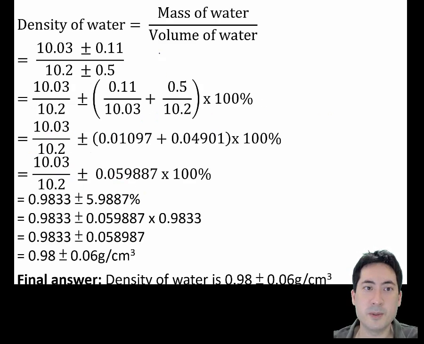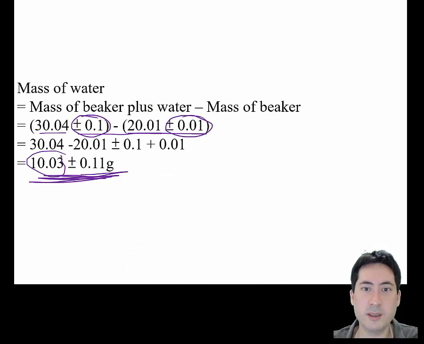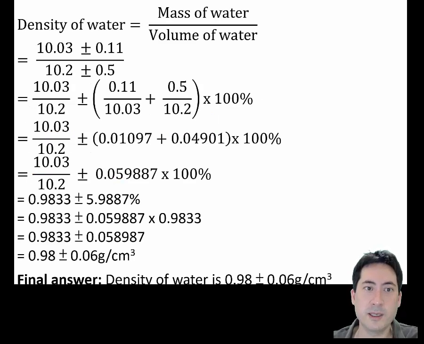The next one is a little bit more difficult. Now that we have the mass of the water, we have to divide it by the volume of the water, and so this is a times or divide problem, so we now have to add the percentage uncertainties.